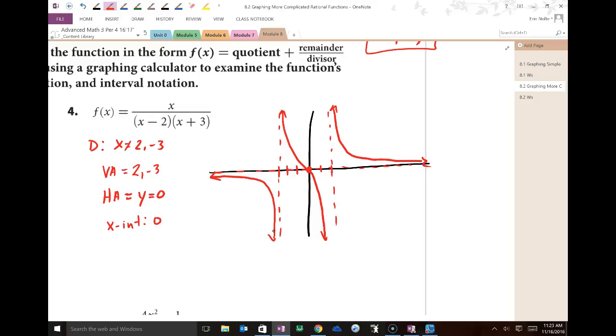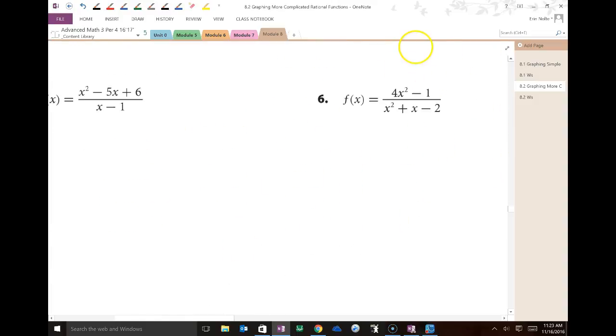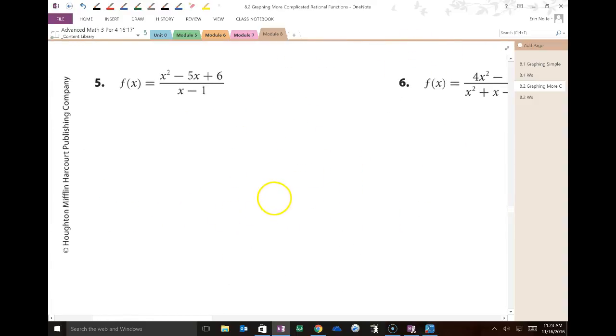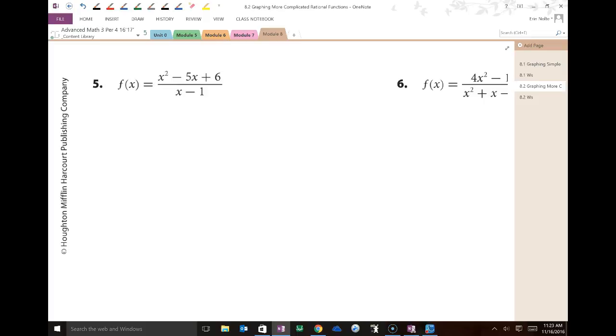Okay. I'm going to do one more that has a slant asymptote. This will be my last example. All right. So for question number 5, what is the first thing that I want to do here? It's going to be a little different. Okay. We want to watch out for the scary hole. So how do I find holes? What do I need to do? Factor the top and the bottom.